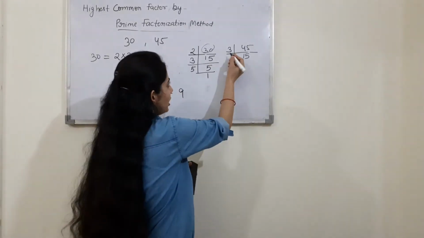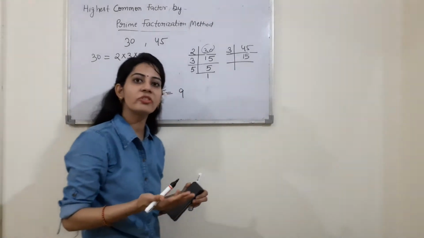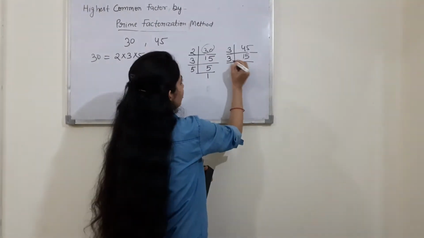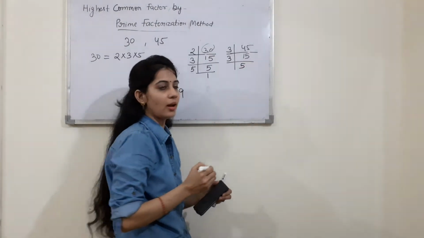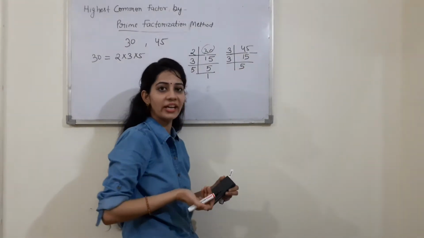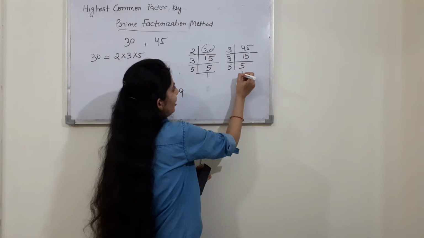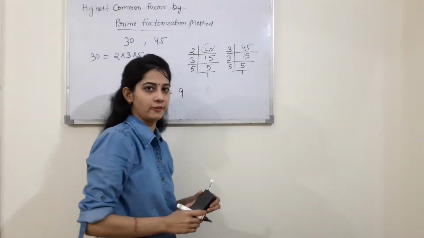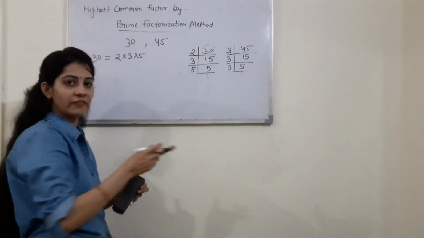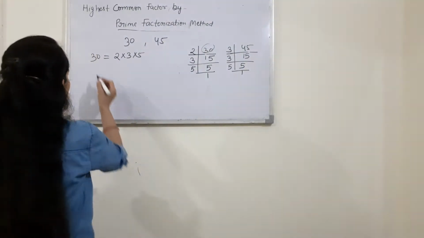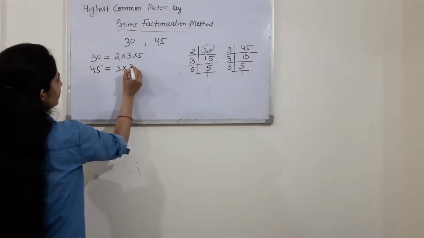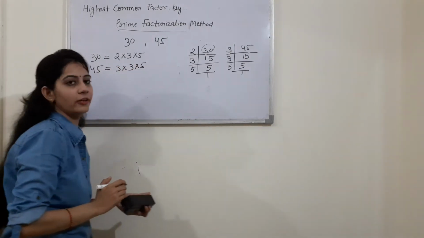Okay. Now which is the smallest number that will divide 15? 3 again, right? Because 3 times 5 is 15. And now which smallest prime number will divide the number 5? That is 5 itself. 5 times 1 will be 5, right? So now we will write 45 as the product of prime numbers. So this is 45, we can write 3 multiplied by 3 multiplied by 5, right?